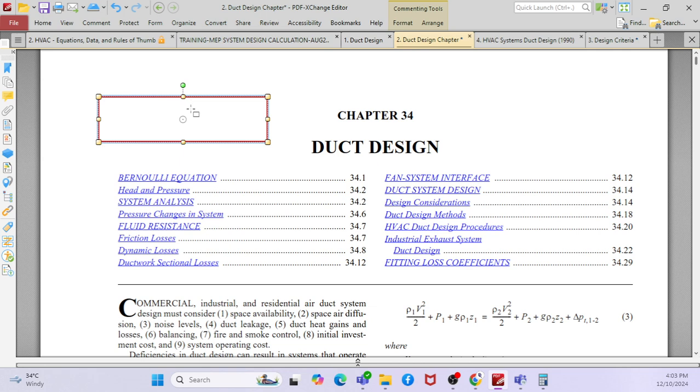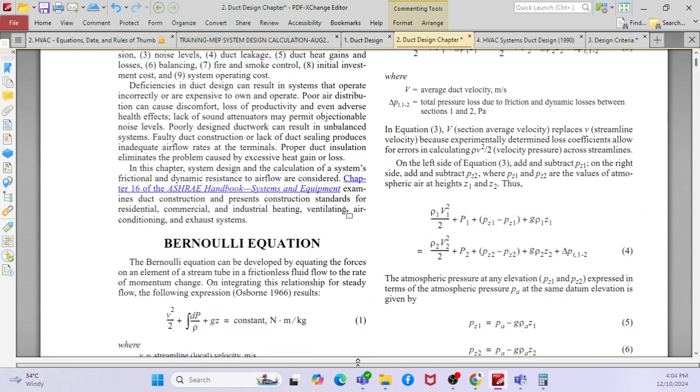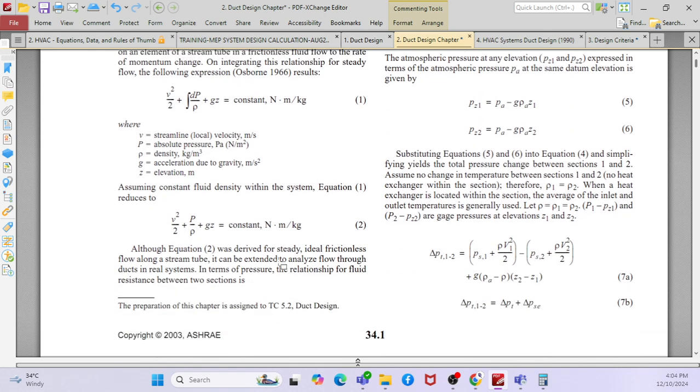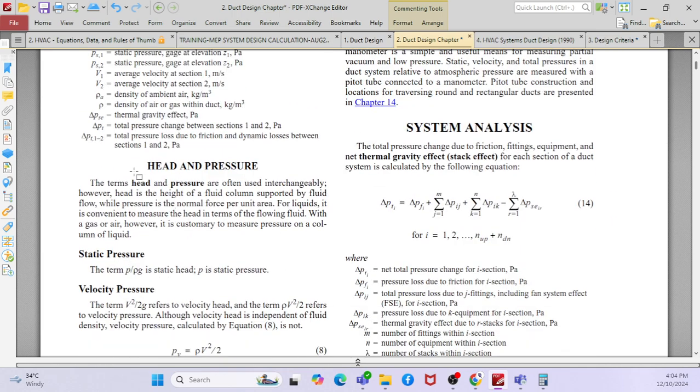The static pressure will be acting on the duct surface, on this portion or this portion, but velocity pressure will be acting in the airflow path direction. That is why you add static pressure plus velocity pressure to get the total pressure required for the fan to rotate. Okay, so if you go down, those are the equations. There is Bernoulli's equation for the basic equation generation.